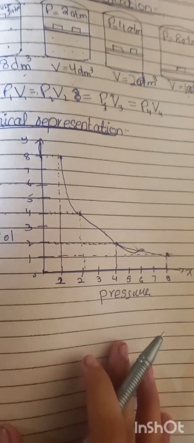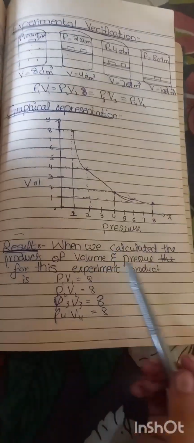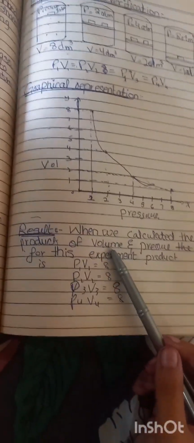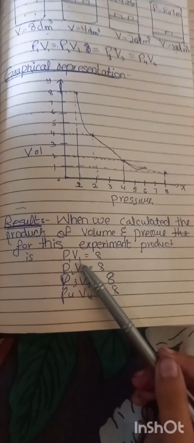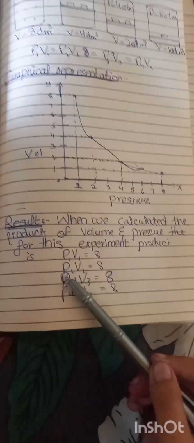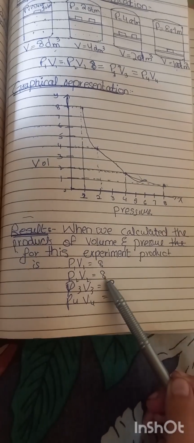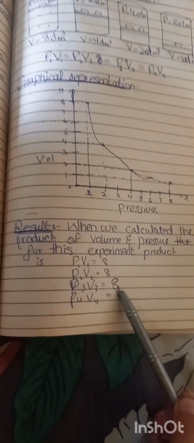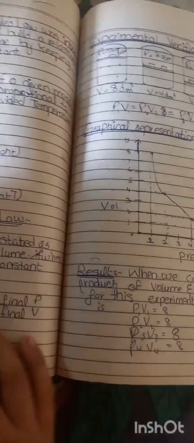This is the graphical representation of Boyle's law. Now the result: when we calculated the product of volume and pressure for this experiment, the first product P1V1 equals 8, the second product equals 8, the third product equals 8, and the fourth product also equals 8. So this was Boyle's law.